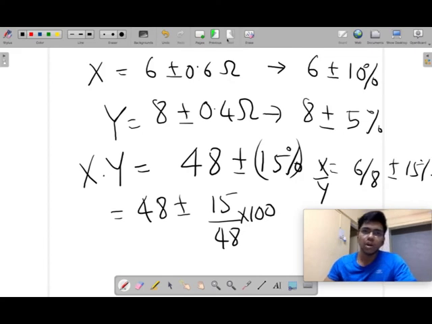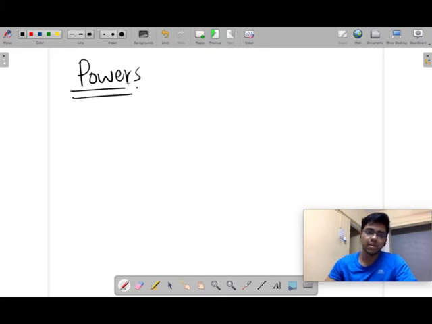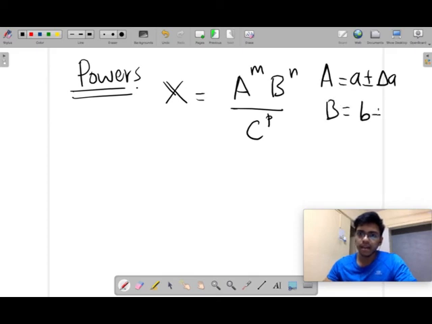Okay. Now we'll talk about powers, which is a very commonly asked question. For example, they will give you a quantity, say x, which depends on many other quantities, a raised to m, b raised to n, or c raised to p, say. And you know the errors: a is basically represented as a plus or minus delta a, b has an error of delta b, and c has an error of delta c.